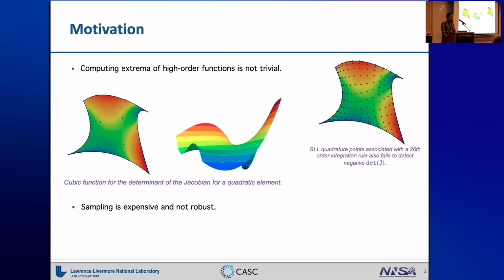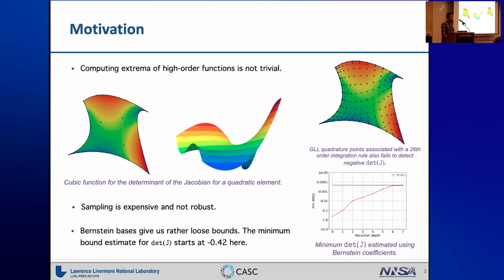So one of the ways is you just sample at a lot of quadrature points, right? That's one way it's been traditionally done. And it becomes expensive and it's not robust, right? You can use a set of quadrature points and you might catch that negative determinant value, and you could increase the quadrature rule and then miss it again. So it's not robust.